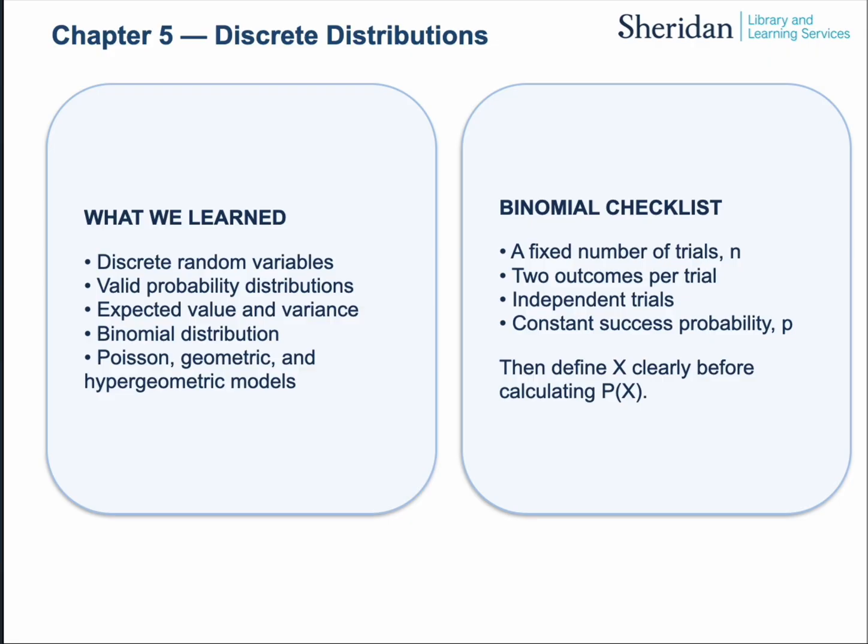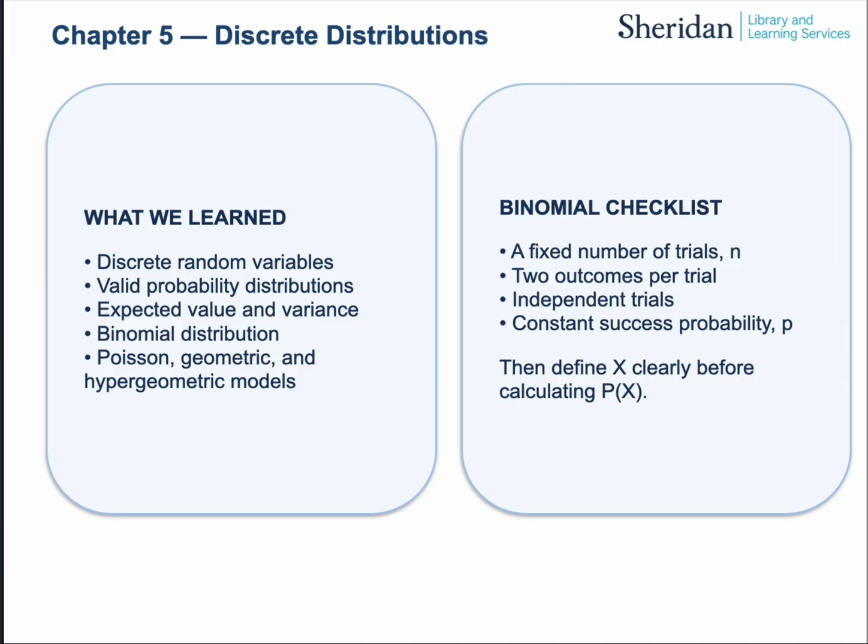Now let's look at different distributions introduced in this chapter. The first and probably the most important and common one is the binomial distribution. Before using a binomial distribution, I always recommend checking four conditions.